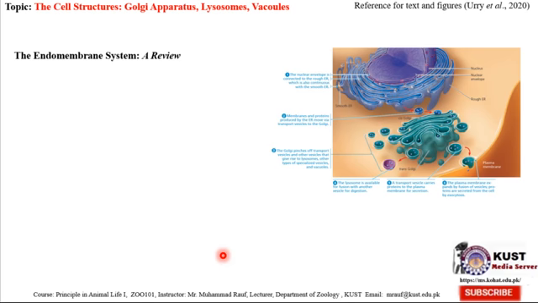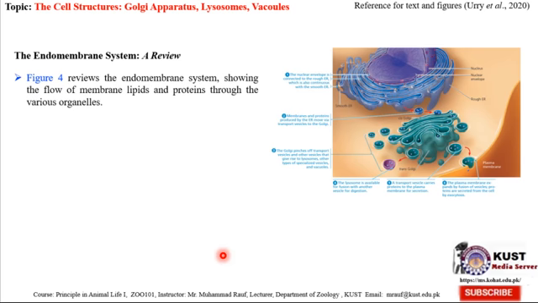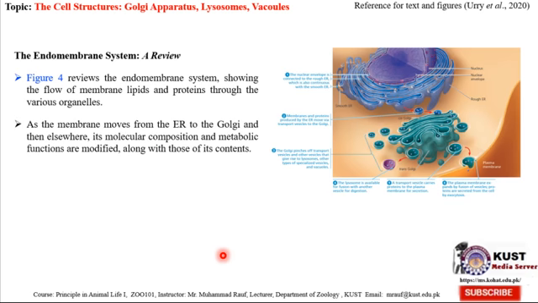Now, a review of the endomembrane system. Endomembrane system is, of course, a system of membranes which comprises the plasma membrane and all other membranes which surround various cellular organelles like endoplasmic reticulum, Golgi bodies, mitochondria, lysosomes, vacuoles, nucleus. So all those membranes along with the cell membrane form the endomembrane system. As the membrane moves from the endoplasmic reticulum to the Golgi and then elsewhere, molecular composition and metabolic functions are modified along with those of its contents.